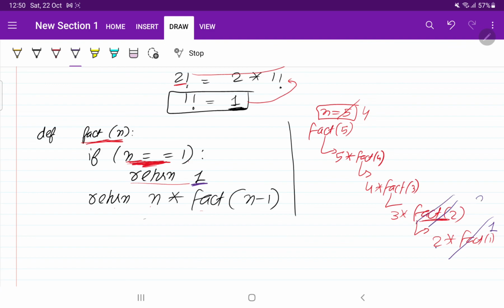Instead of fact 2 what we will get? 2 now. 3 into 2 will be 6. So instead of fact 3 we will get 6. This process will be done automatically. Okay. Now 6 into 4, 24. So instead of fact 4 what value will be updated automatically? 24. So 24 into 5, what value will be updated in the fact 5? It will be updated as 120, and directly we will get the solution as 120. So this is the recursive approach.